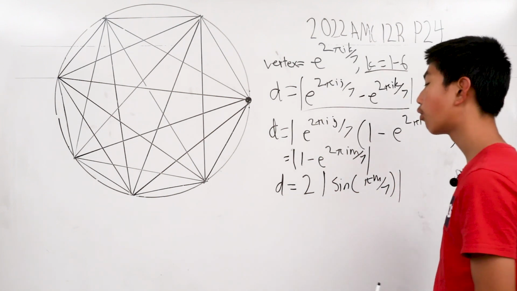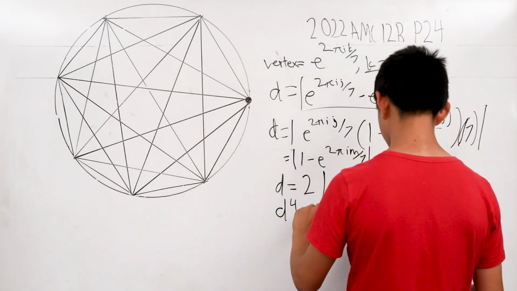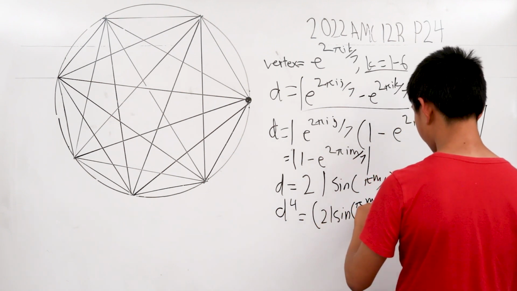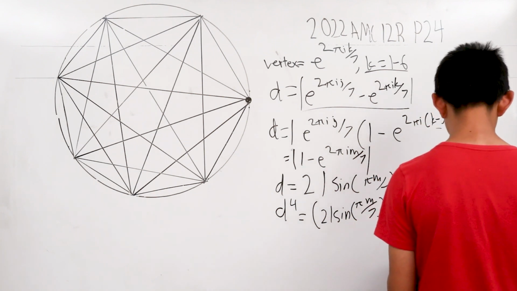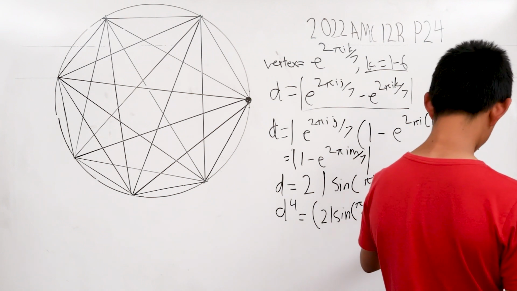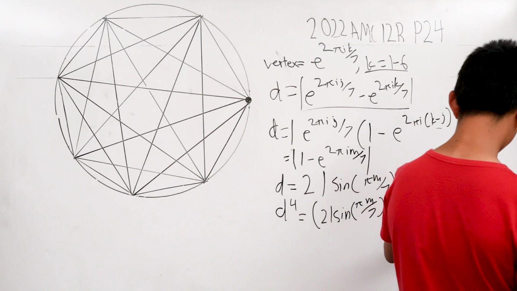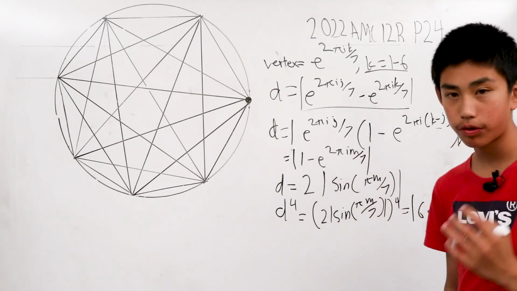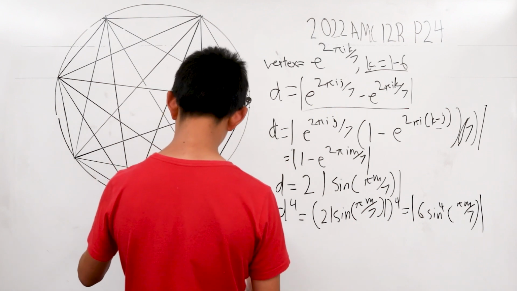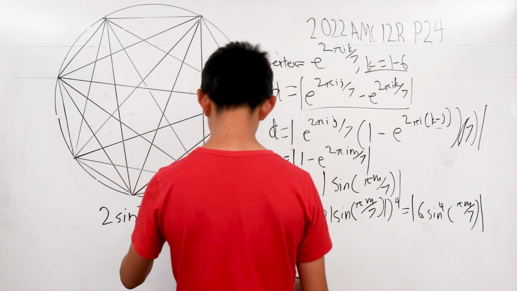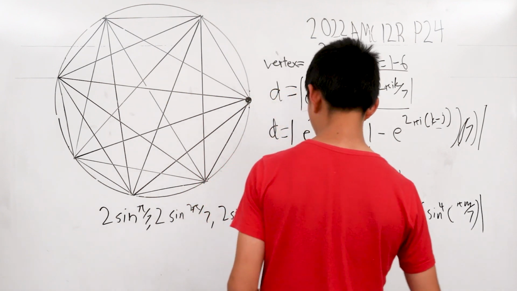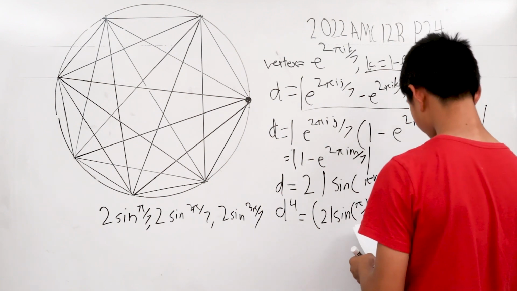The problem states we want it to the 4th power. So d to the 4th power is 2 times the absolute value of sine of pi m over 7, to the 4th power. This here is simply the absolute value of 6 sine to the 4th power of pi m over 7. Now we have a few sine angles that work. There's 2 sine of pi over 7, 2 sine of 2 pi over 7, and 2 sine of 3 pi over 7. Any one of those over is going to be a repeat of itself.